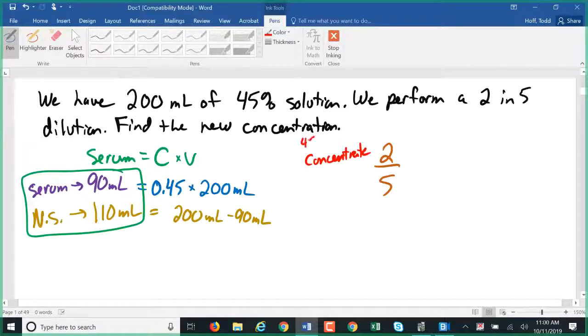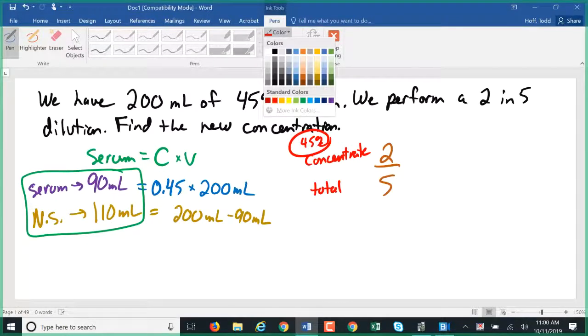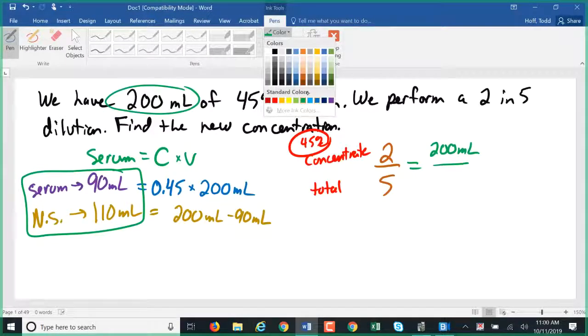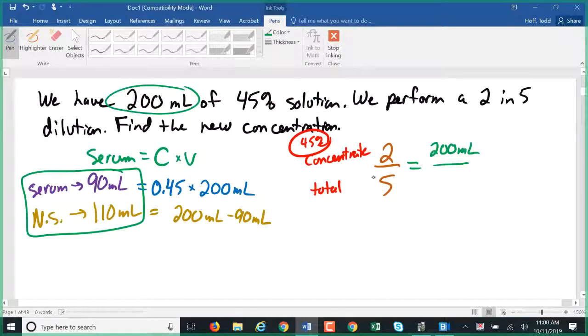In other words, that's the 45% solution. 5 represents the total. We started out with 200 milliliters of that 45% solution. We started with 200 milliliters of the concentrate. So after the 2 in 5 dilution, cross multiply and divide: 5 times 200 is 1,000, divided by 2 is 500. After that 2 in 5 dilution, we have 500 milliliters of total solution now.